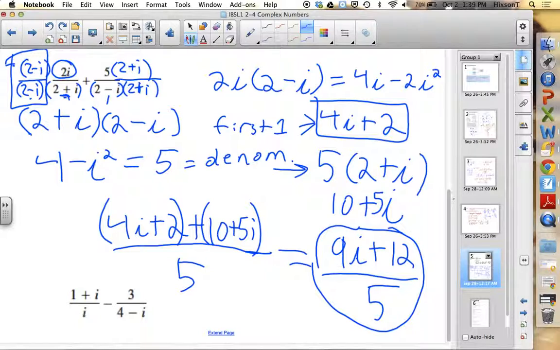Okay, so here's our first numerator, here's our second numerator. It's all over 5 because we have a common denominator now, and we can combine like terms. So, he showed his work a little bit different, maybe, than you would have, but it's all there, okay?